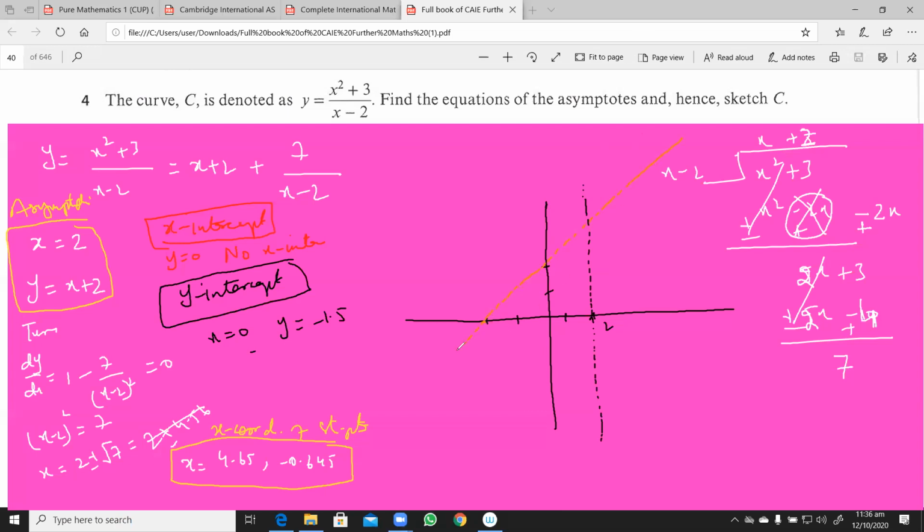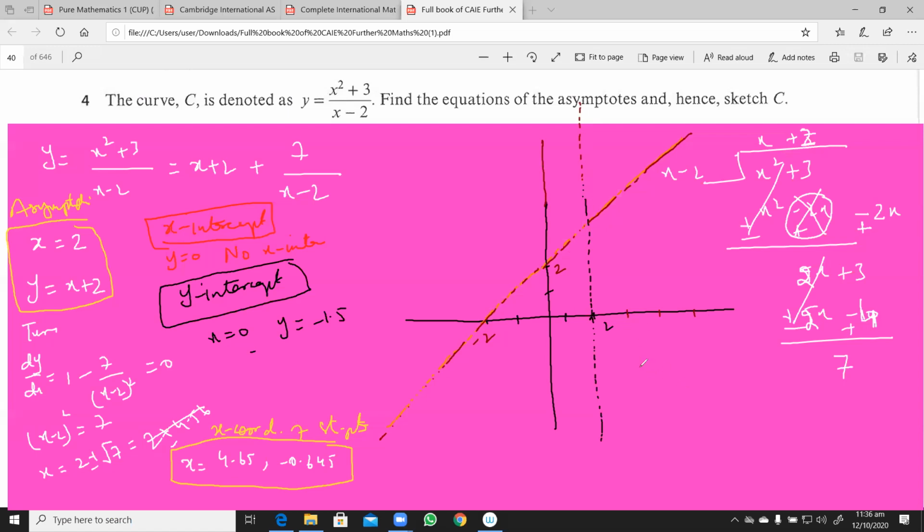Can you see this, or should I change the color? Let me make it a bit darker. Again, you should be very quick at drawing these lines. Okay, this is 2, this is minus 2. Now we had the turning point at 4.65. This is 3, this is 4, this is 5. This will go somewhere over here.